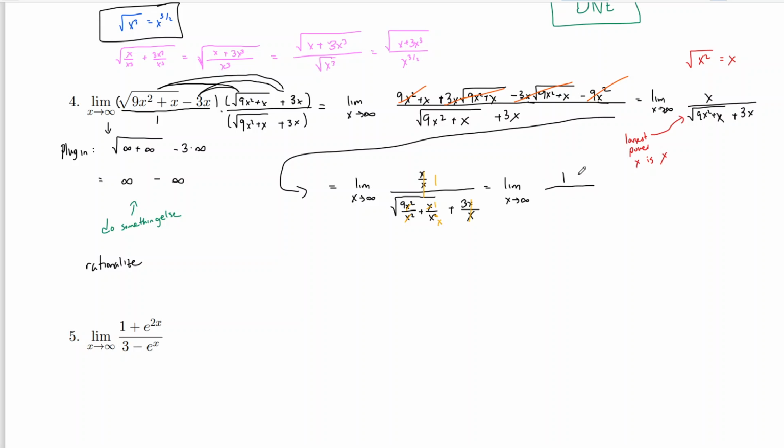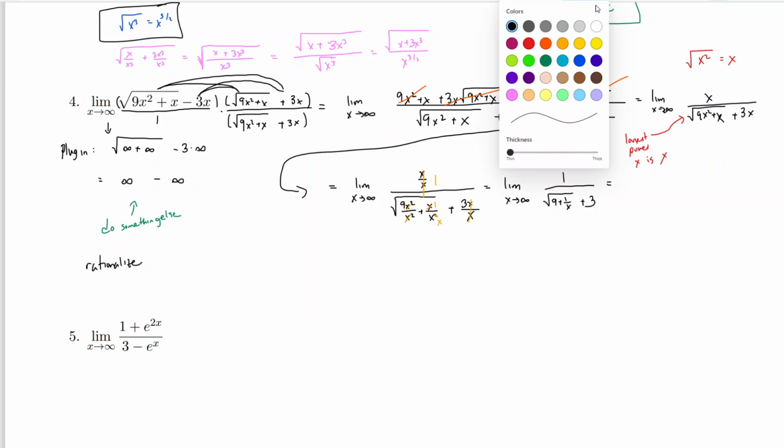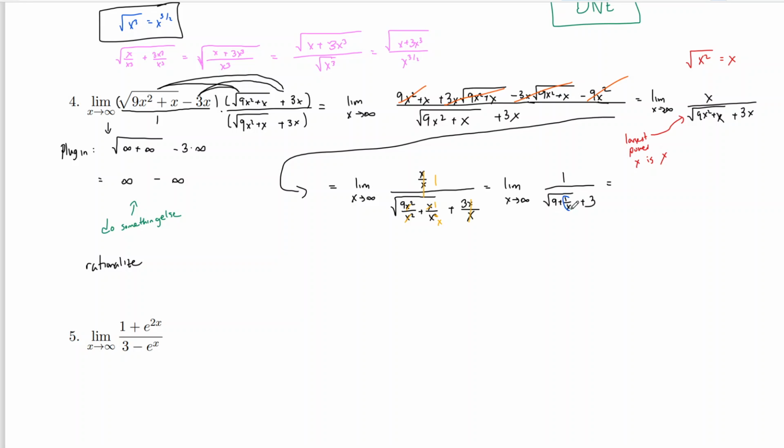We've got 1 on the top. We have the square root of 9 plus 1 over x on the bottom, and then plus 3 on the outside of the square root. And when we do the limit as x goes to infinity, the only x in the problem is right here, and that's 1 over x. That becomes 0 when we take the limit. And we're finally going to have our answer. We have 1 over the square root of 9 plus 0, which is 9, square root of 9, which is 3. And 3 plus 3 is 6. So we did all that work and we figured out the limit is 1 over 6.